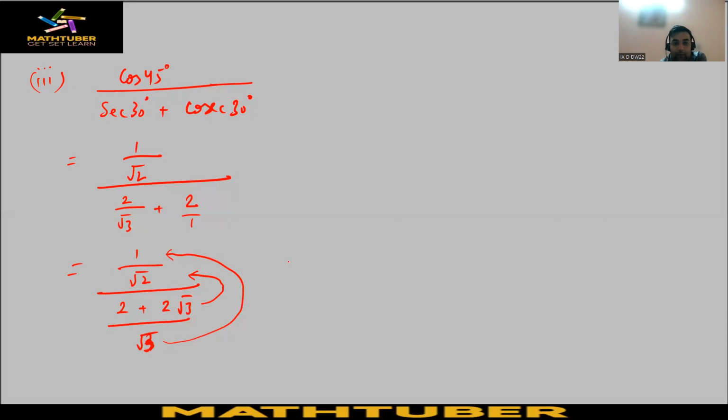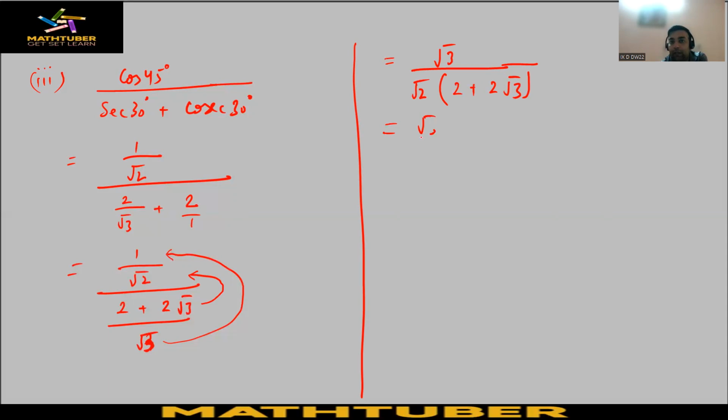So it will become root 3 upon under root 2 into 2 plus 2 root 3. And if we open the bracket here, you will get root 3 upon 2 root 2 plus 2 root 2 into root 3 becomes root 6. And now since we have under root 2 and under root 6 in the denominator, we have to rationalize it also to remove the square roots here.